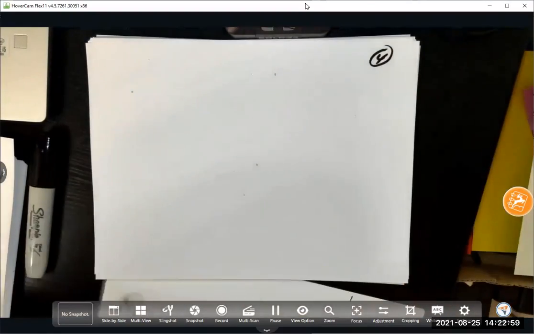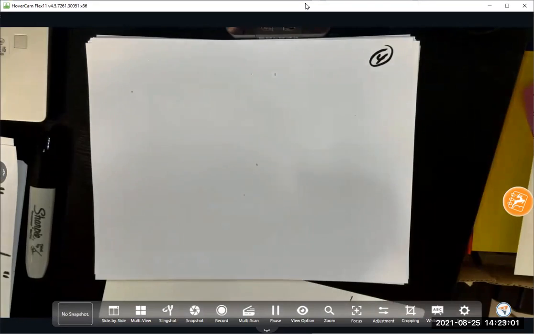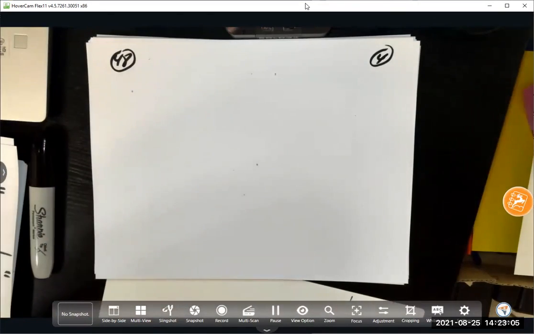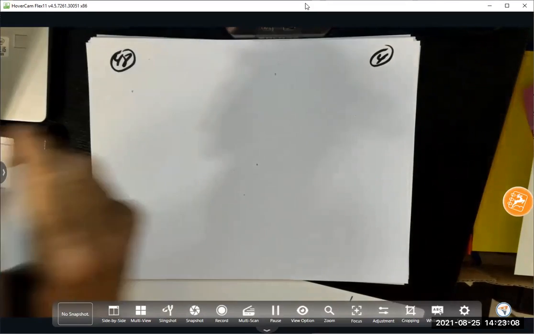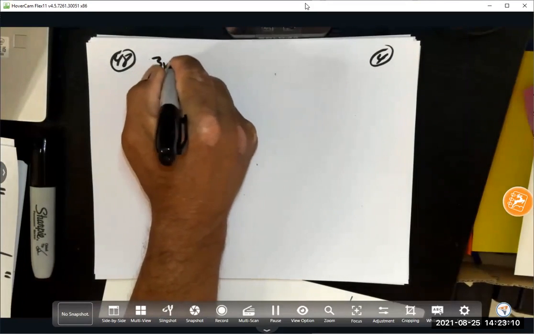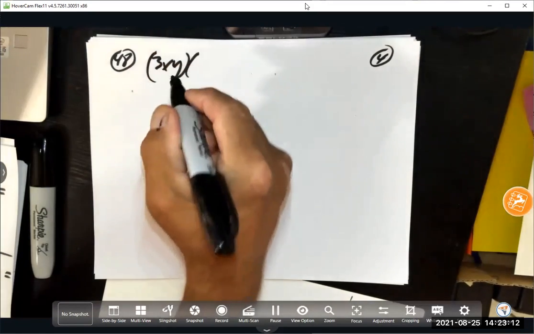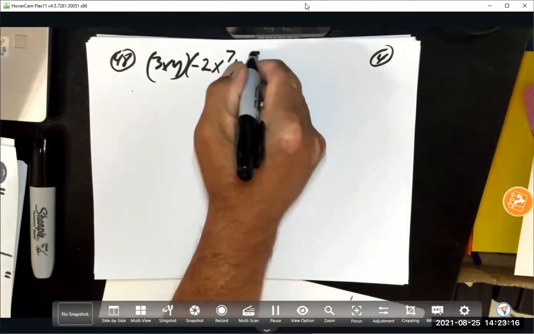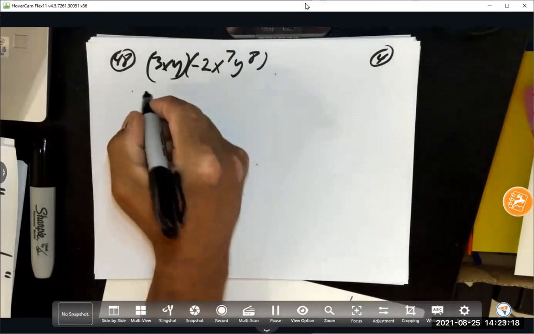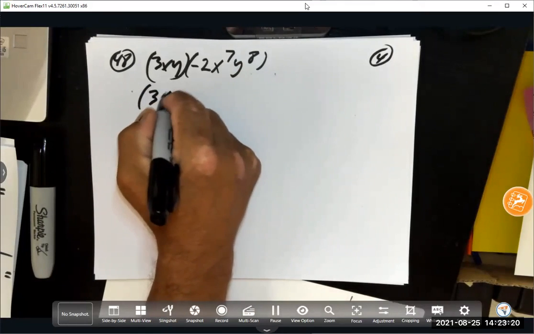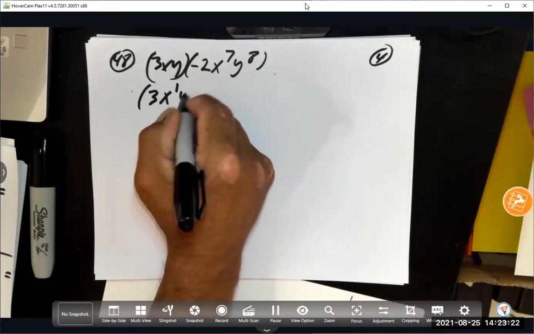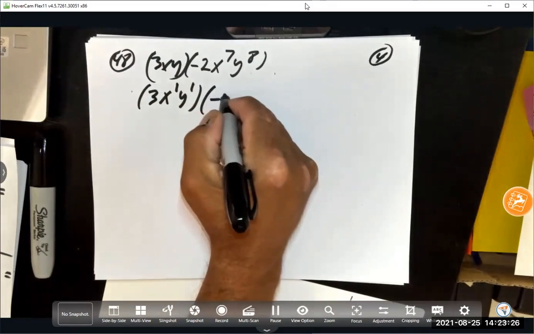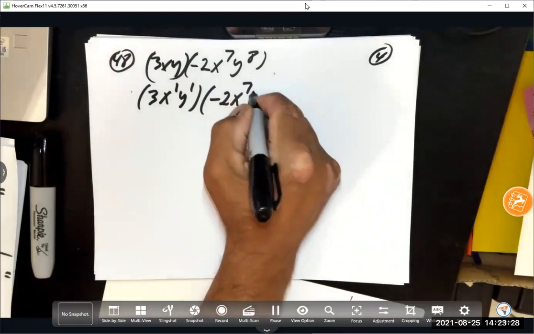I'll do some more later anyway. All right, 48. Question number 48. Let's see how it goes. 48, it says 3xy times negative 2x^7 y^8. So let me rewrite it this way, to the 1 power, to the 1 power. I was going to put the ones because I'm going to use it in a second.